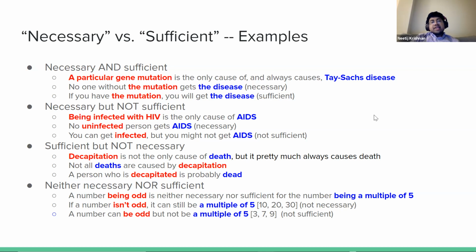Now, something that is neither necessary nor sufficient: a number being odd is neither necessary nor sufficient for the number being a multiple of 5. If a number isn't odd, it can still be a multiple of 5, so it's not necessary. And a number can be odd but not be a multiple of 5, so it's not sufficient either.